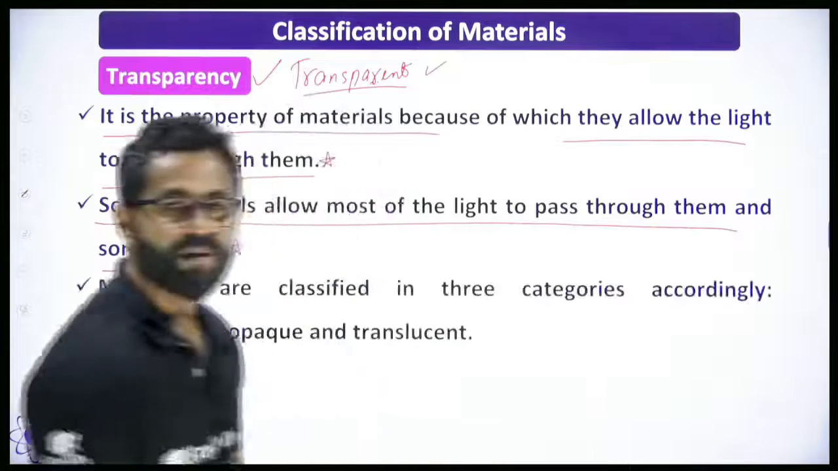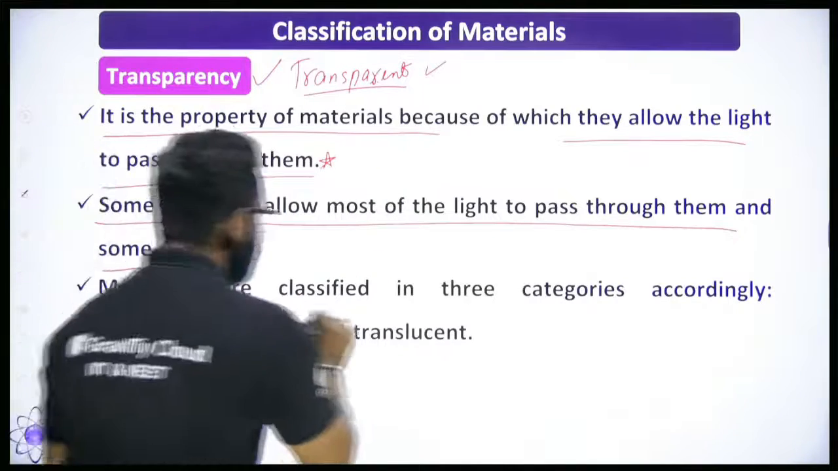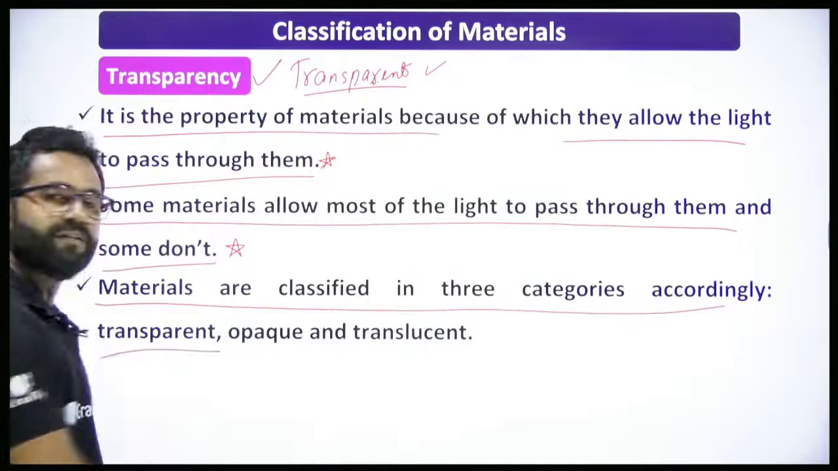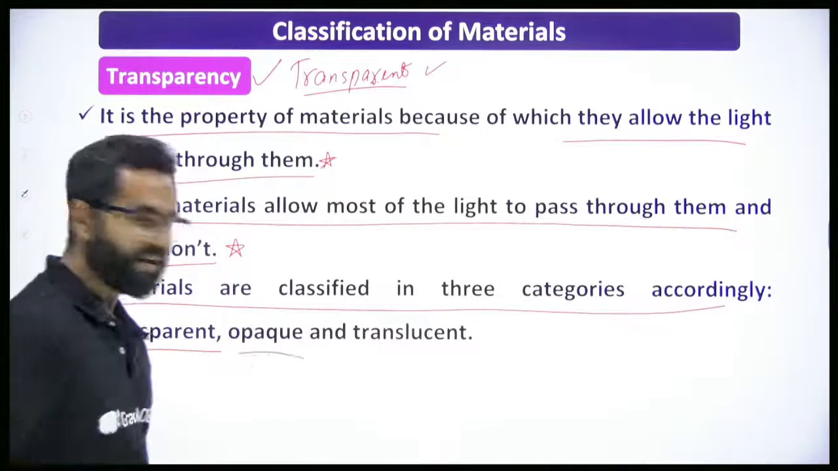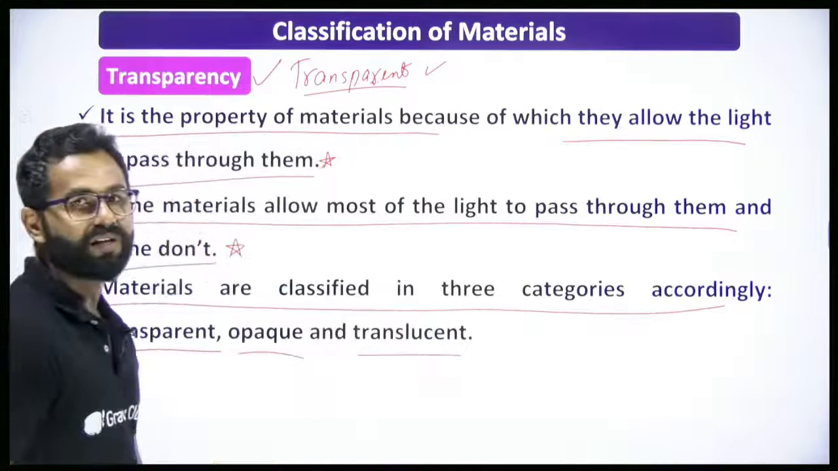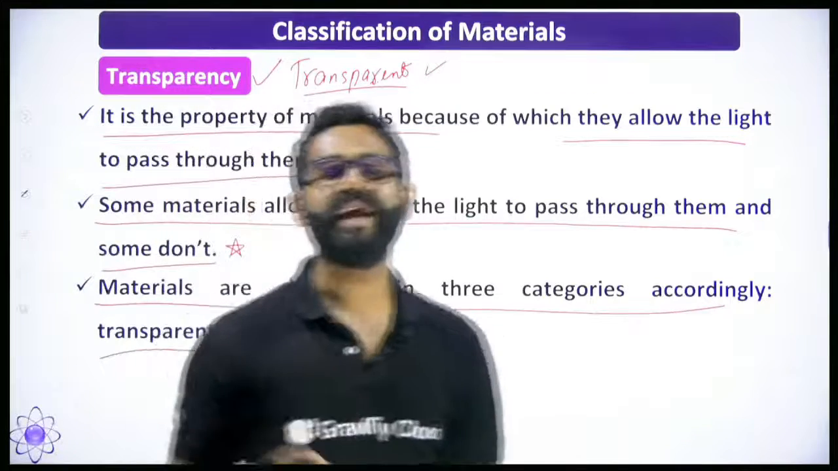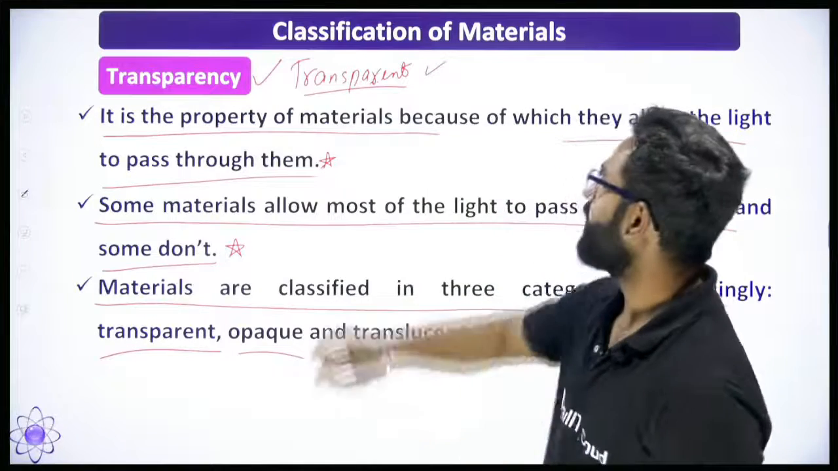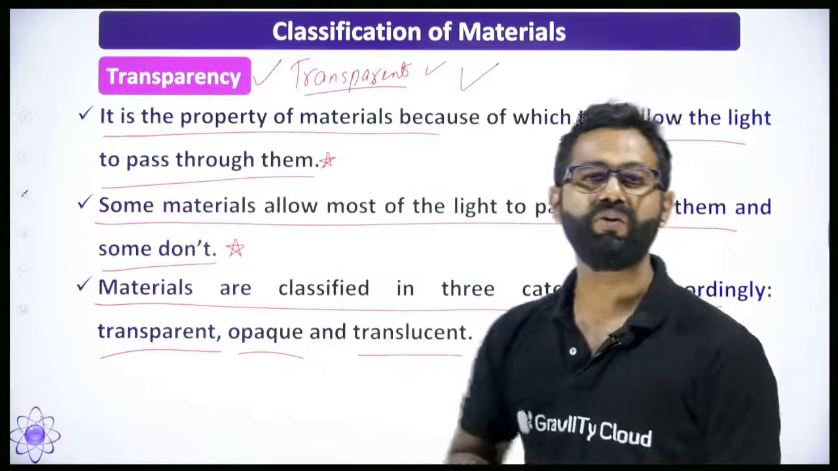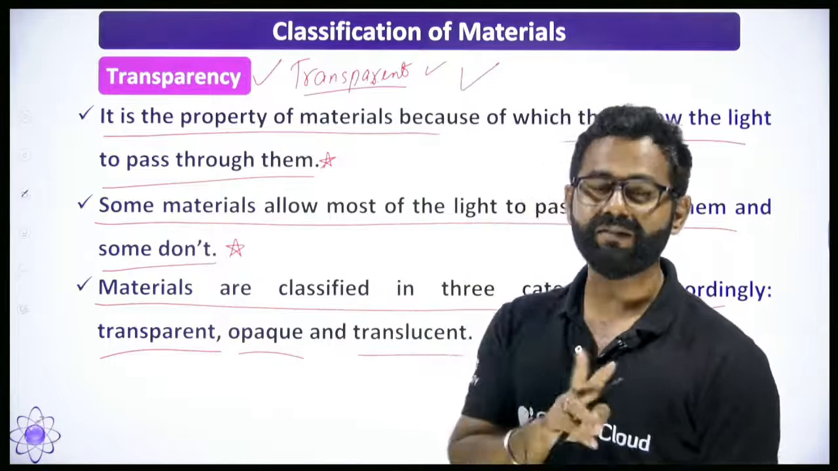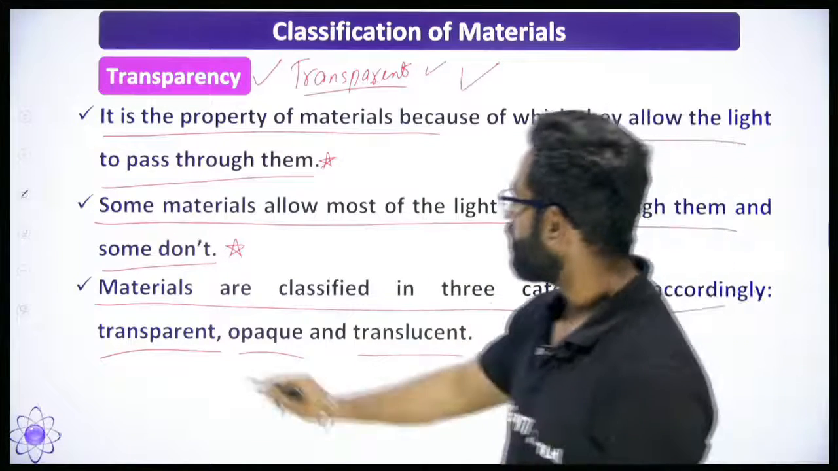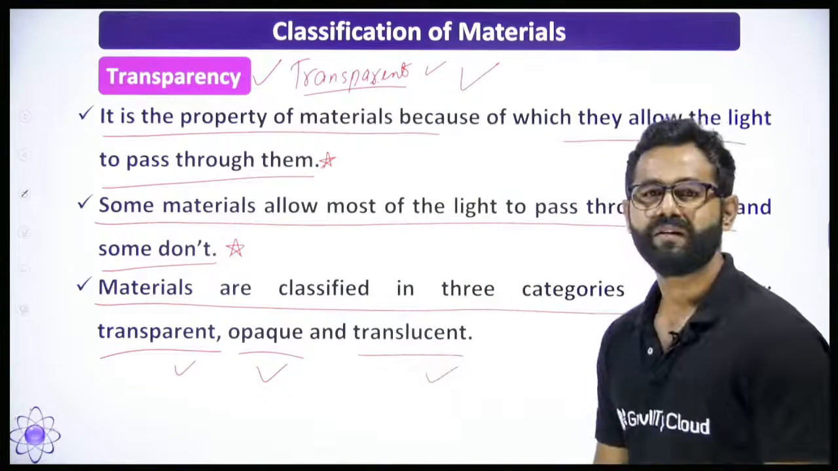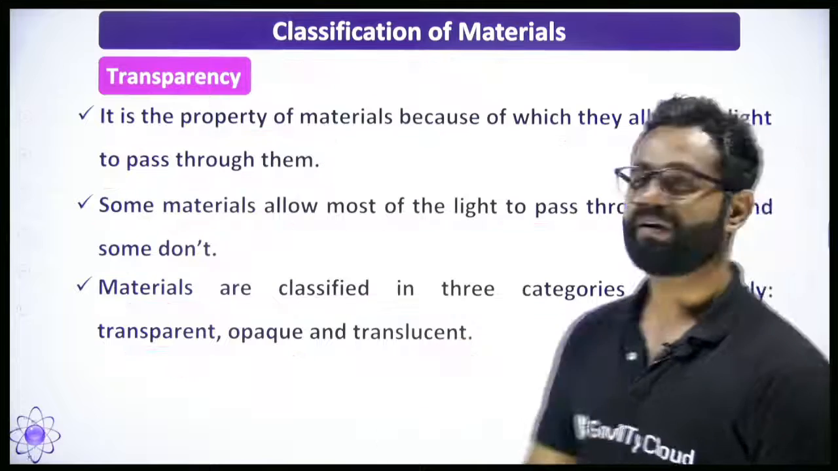Understood? So materials can be classified in 3 categories. The first category is the transparent materials, second category is the opaque materials, and third category is the translucent materials. So based upon the extent, or we can say based upon the amount of transparency, the materials are classified into 3 categories: transparent material, opaque material, and translucent material. So we start understanding the transparent material first.